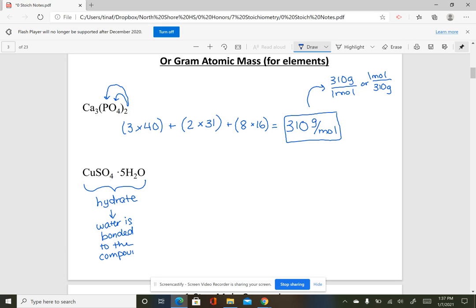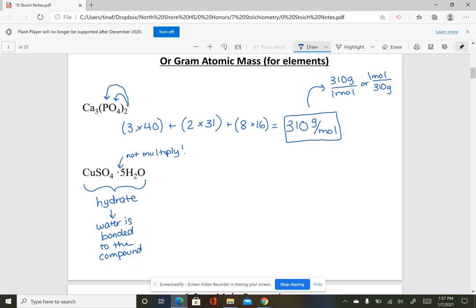So this little dot, in math, that little dot would mean multiply. This does not mean multiply. It just means that for every 1 mole of copper sulfate, you have 5 moles of water bonded to it. Okay, so as far as gram formula mass, it's just something that you want to be careful with, because when you get to the water part, sometimes people forget to distribute and it gets a little weird.